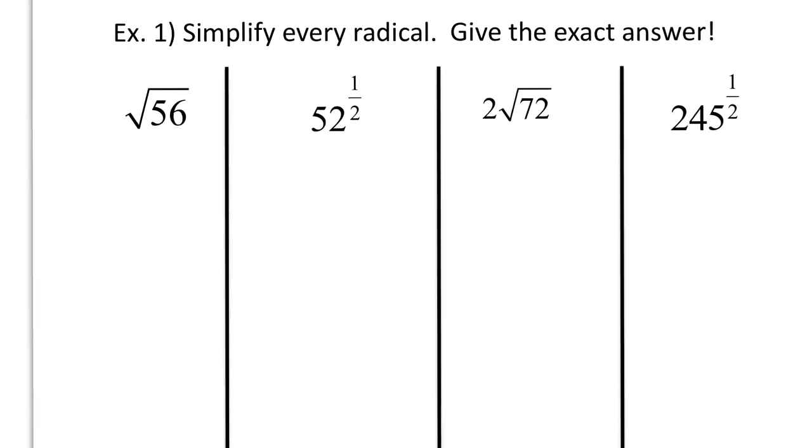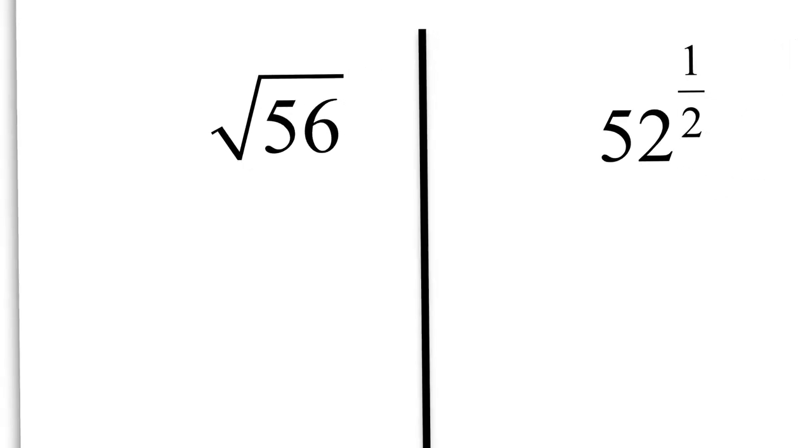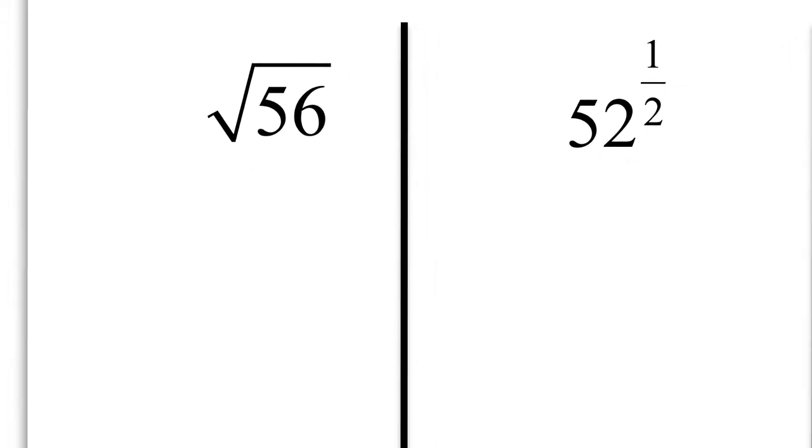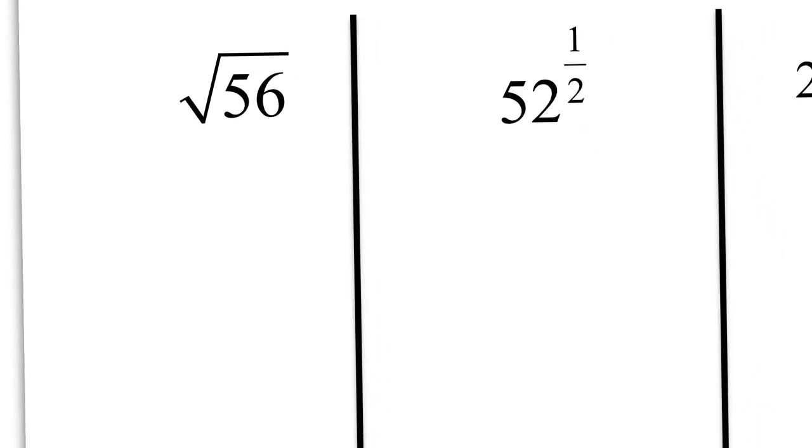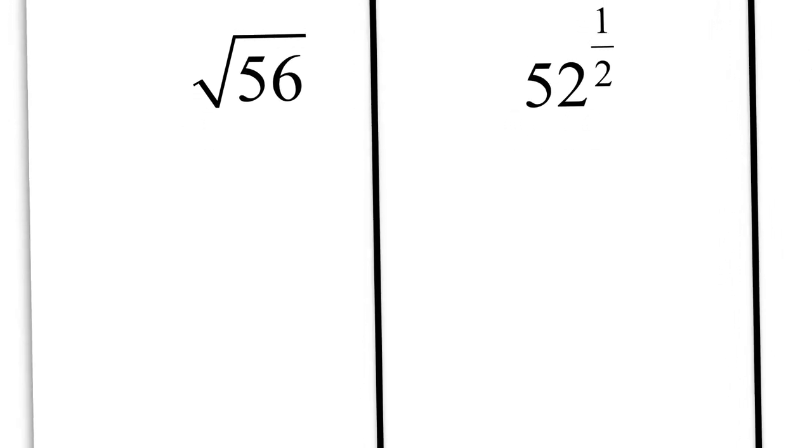So let's look at the first example here. We have the square root of 56. So how do you simplify the square root of 56? I don't want you to approximate. Do not look for an approximation. This is what you do. There's a couple of ways you can simplify a radical, but I'm going to show you one that I like, and I see my students get this method faster than the other ones.